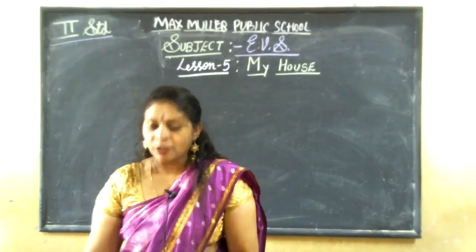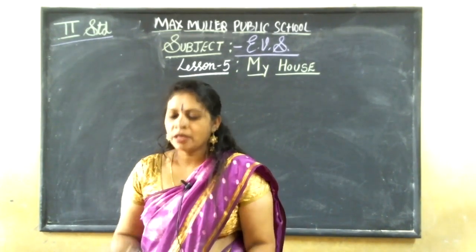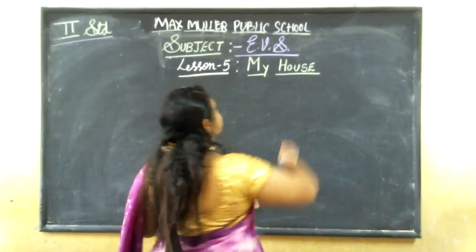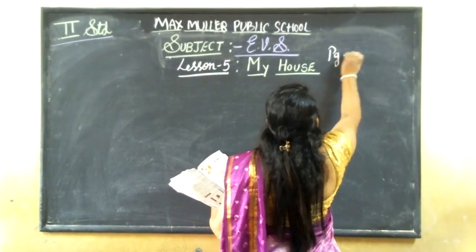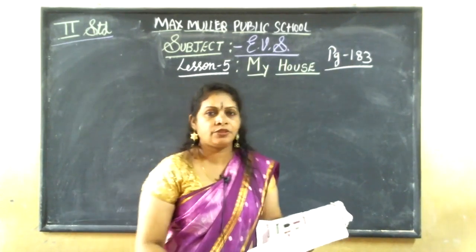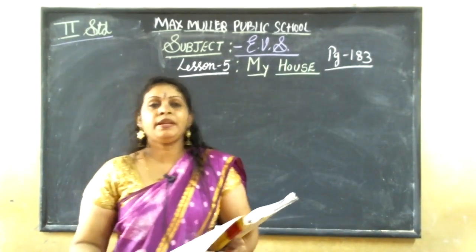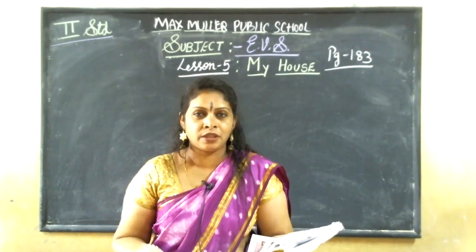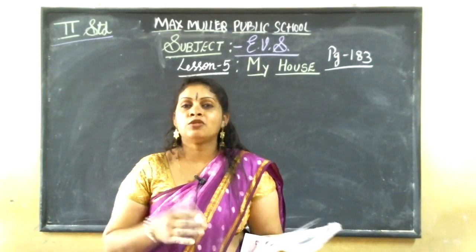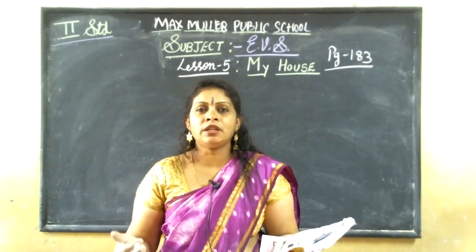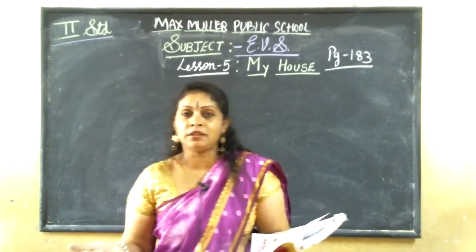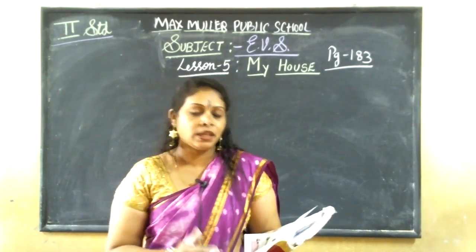Okay, children, now let us start with My House. Now open page number 183. Page 183. I'll be reading sentence by sentence and explaining it to you. We need a house to live in. So what do we need it for? We all need one house to live. We can't stay outside. We can't stand outside, sleep, nothing. So to live, we need a house.